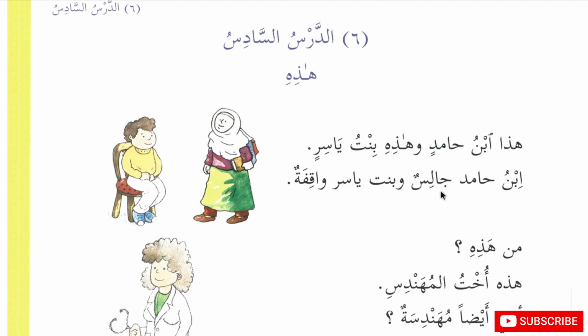Ibn Hamidin jalisun. The son of Hamid is sitting, he's jalis. وبنت ياسر واقفة, waqifatun. The daughter of Yasir is standing. Now we add the ta marbuta at the end to make it feminine. So this is one of the signs that a noun is feminine. If this construction was for female, then we would say jalisa, and if this was a male, then we would say waqif. We will not say waqifa.